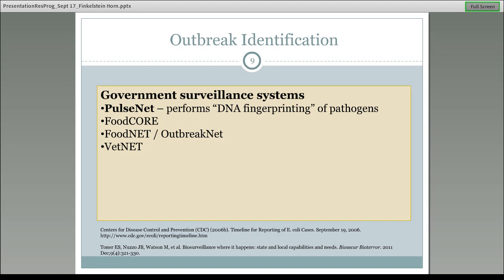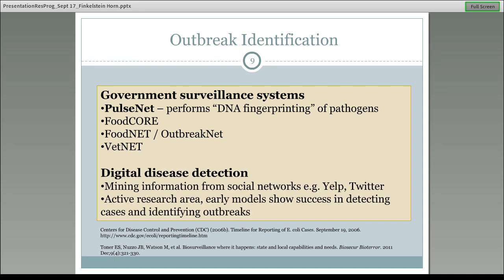In addition, we have an emerging field of digital disease detection. So this is incorporating information from social networks such as Yelp and Twitter to help improve earlier identification of an outbreak. And this is an active emerging research area, and one of our commenters, Jared Hawkins, is very active, and his early models are showing some great success in detecting cases and identifying outbreaks earlier in a way that supplements existing efforts through systems like PulseNet.